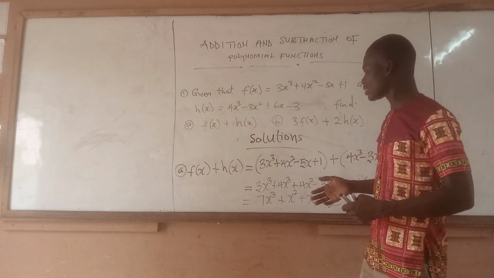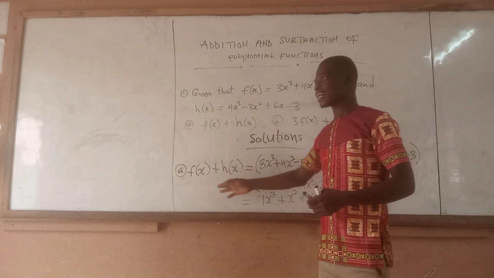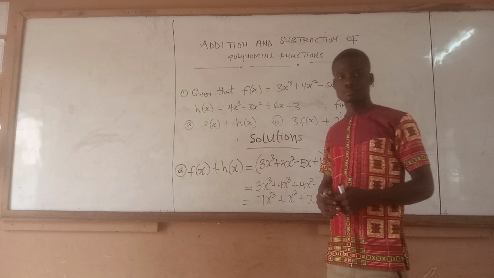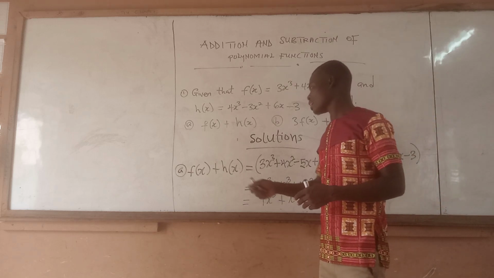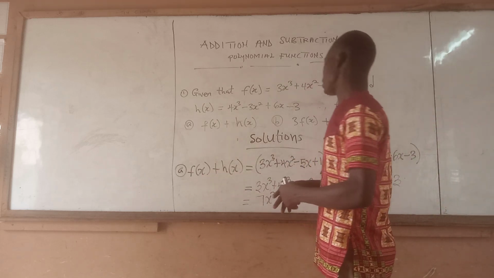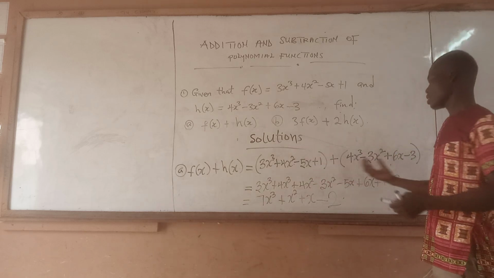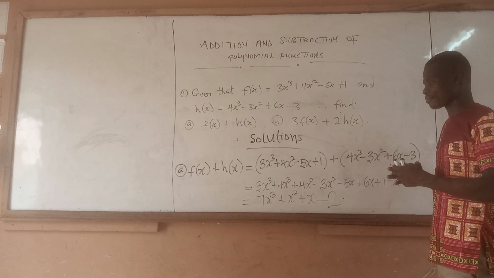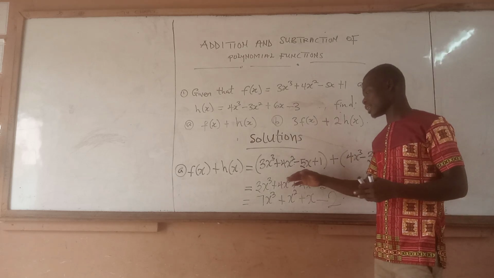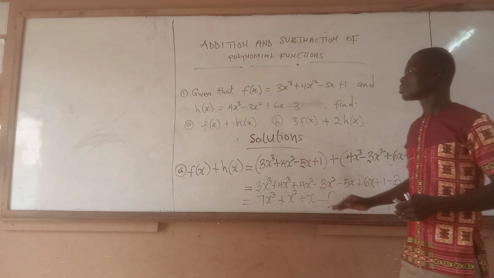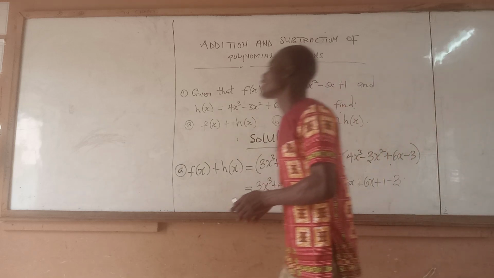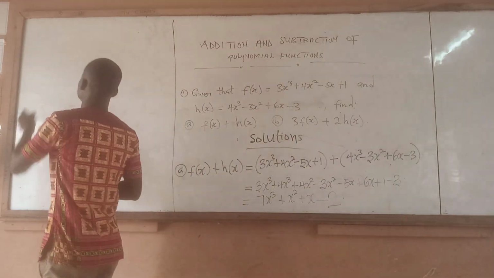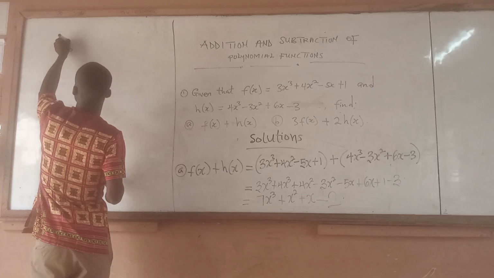So we are adding function f and h. Since we are adding function f and h, we have to write the function for f, the function for h, and add them. So when you group like terms and add, this is the final answer you're supposed to get. Now let's look at the B part.